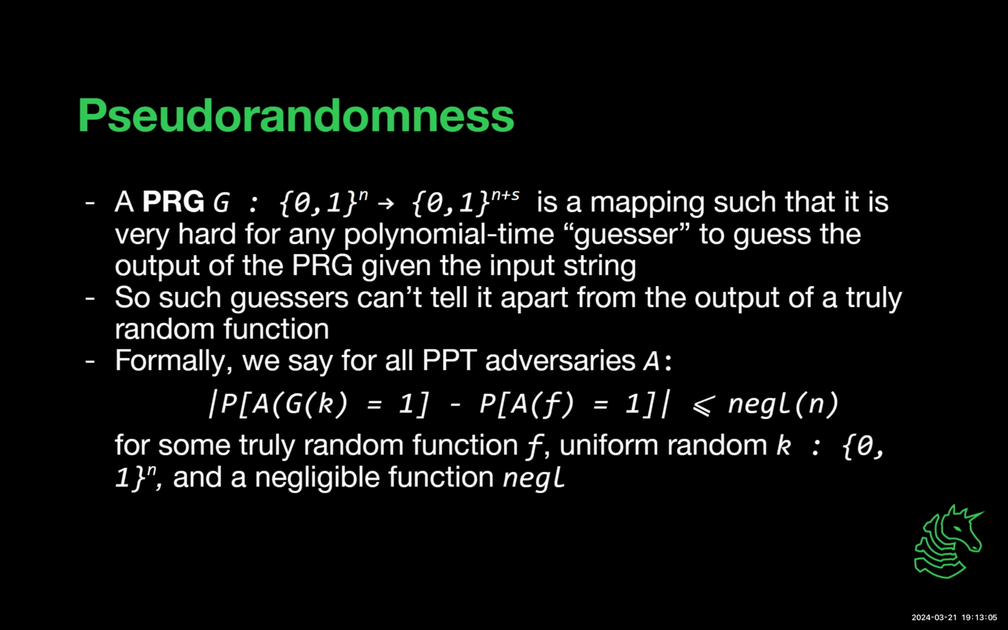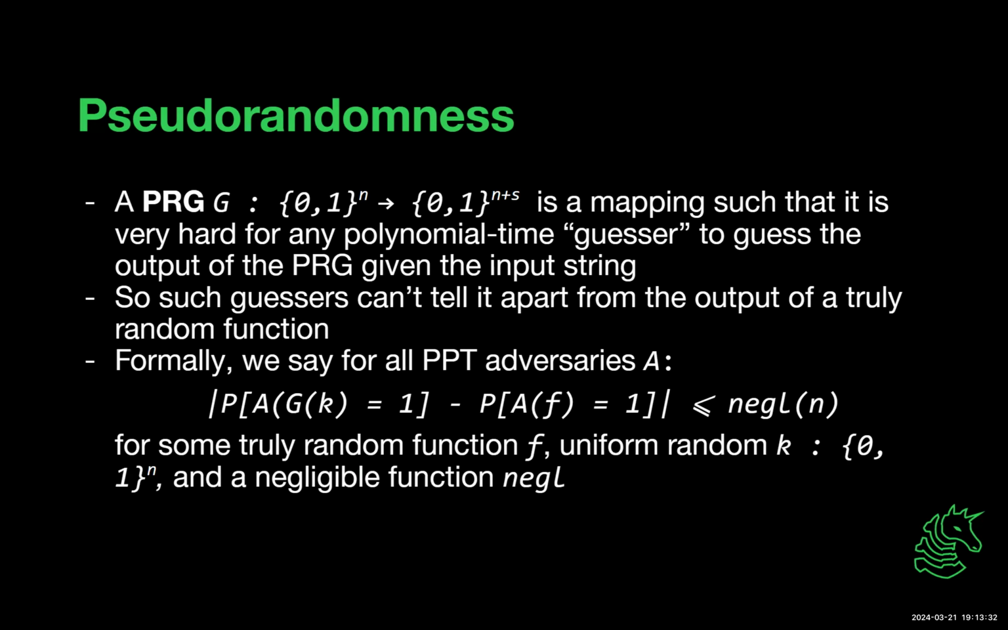So formally, for all probabilistic polynomial time adversaries, the probability that the adversary detects and properly guesses the output given the seed k, and the probability of guessing it from a truly random function, differ by a negligible amount. So yeah, a bit of terminology there. Shouldn't be too hard. Equals one notation.